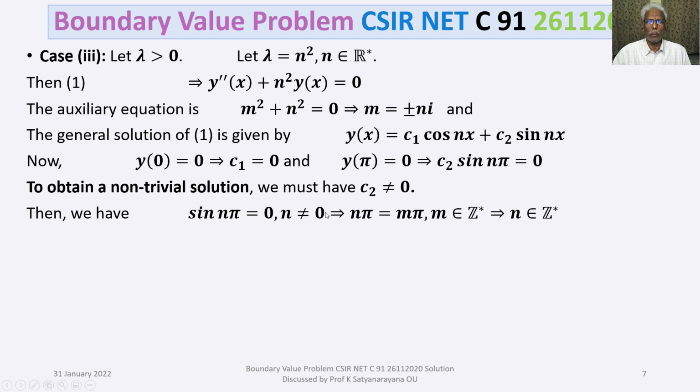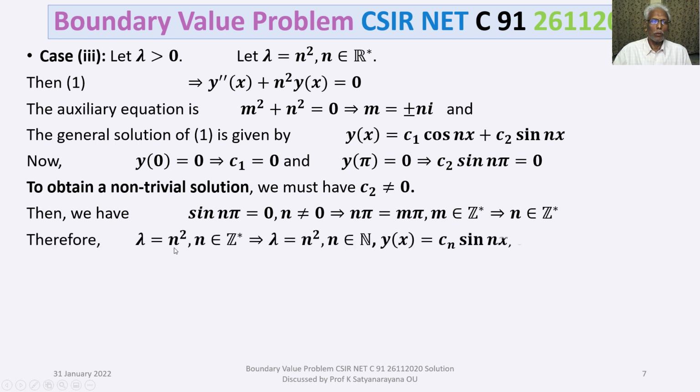Sin n pi is equal to 0, with n not equal to 0, because n equal to 0 we have already considered in case 1. Sin n pi is equal to 0 with n not equal to 0 will imply n pi is equal to m pi, where m belongs to Z star, the set of non-zero integers. And this means n belongs to Z star. Therefore, lambda is equal to n square, n belongs to Z star. This implies lambda is equal to n square, n belongs to N, and you get a non-trivial solution y of x is equal to c sin nx, where c depends on n, c_n, and c_n is not equal to 0. So this is a non-trivial solution we got.